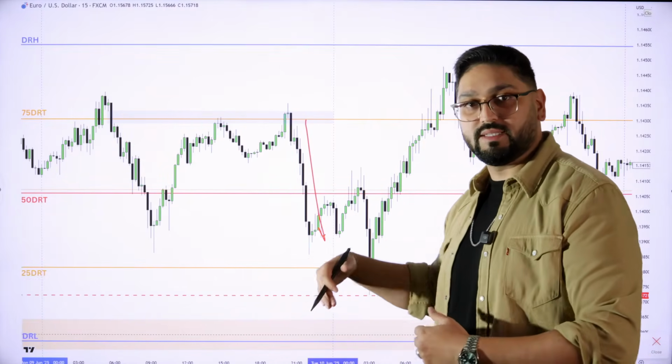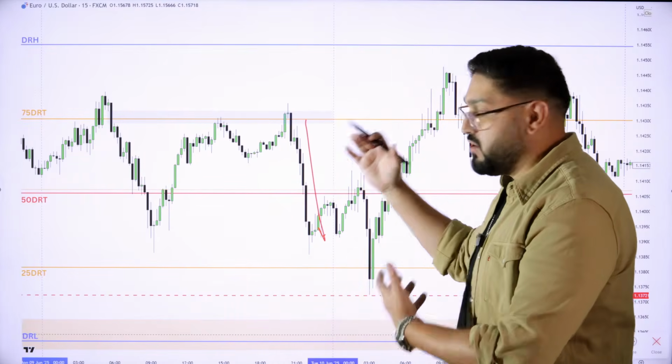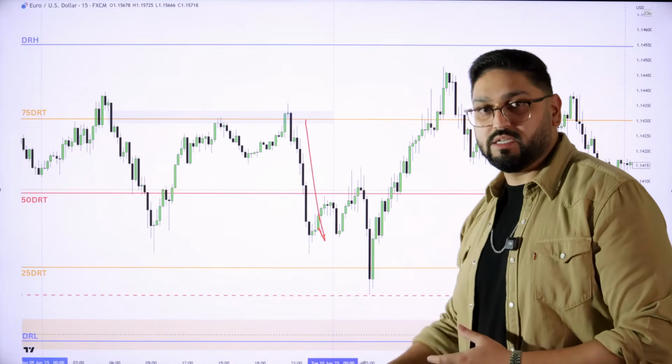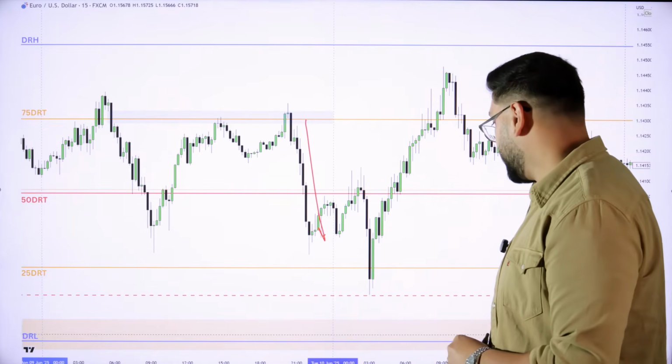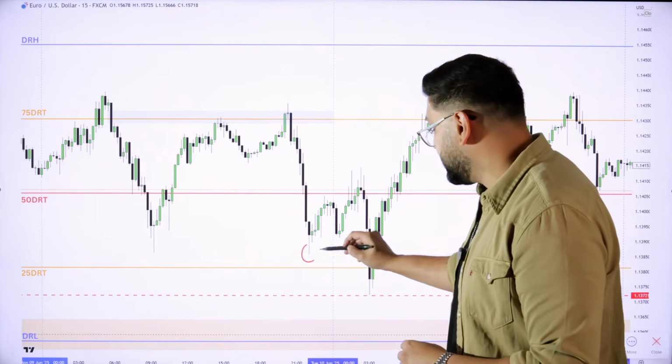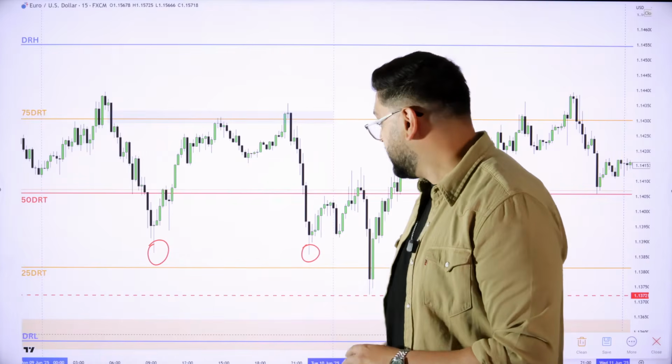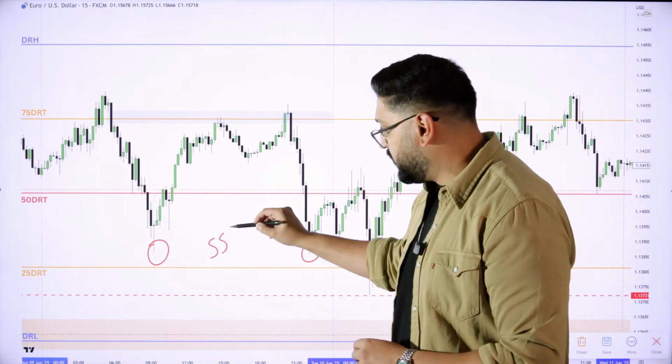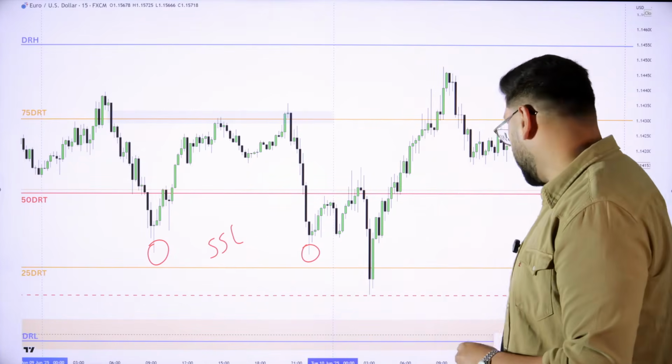This is Monday, it's pre-CPI. We have no news today. Is it likely to continue lower? No. What it does is it creates equal lows. And this is engineering a whole pool of sell side liquidity below those lows.